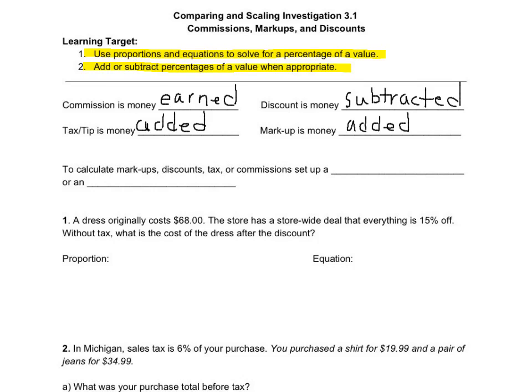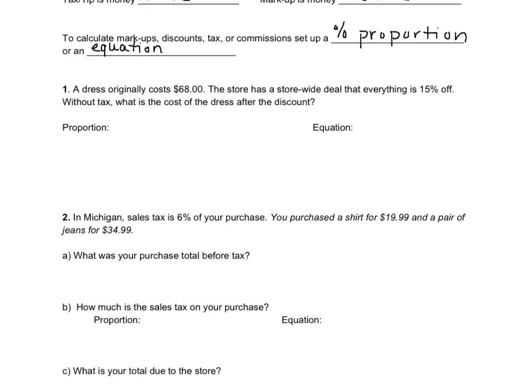So to calculate these markups, taxes, discounts, commission, we are going to set up a percent proportion, and a second option will be to do an equation. And I won't necessarily go through and solve each one every single time, but you'll have an idea that both of them will work to find a percent. So let's go through a couple of questions here.